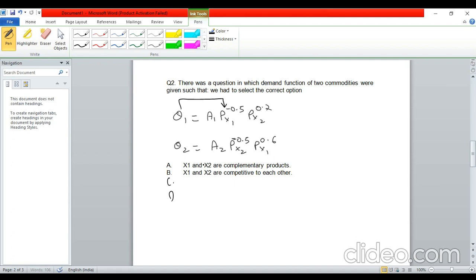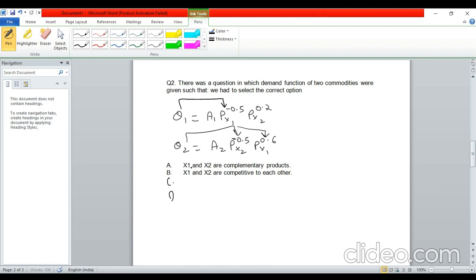But let us look at the demand function of the second good. So if you look at the good x2, its demand function is this. So again, it is inversely proportional to its own price. However, it is directly proportional to the price of x1. So again, this shows that if you increase the price of good x1, the demand for good x2 increases. So again, this clearly shows that these two goods must be substitutes.